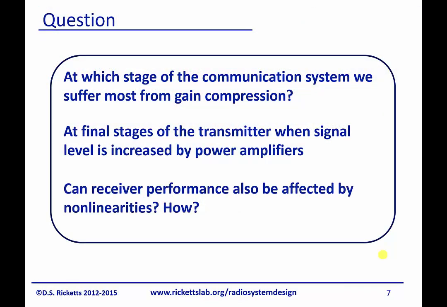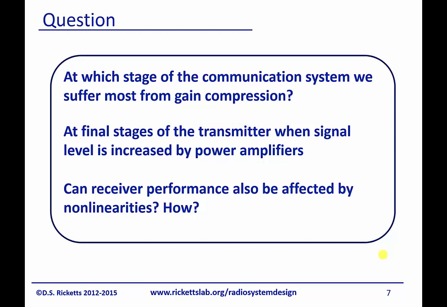So that was just kind of a review from the transmitter nonlinearity, and all of it applies in general to the receiver because it's general for all nonlinear systems. So the question is, at which stage of the communication system do we suffer most from gain compression? At the final stages of the transmitter, when the signal level is increased by the power amplifier.